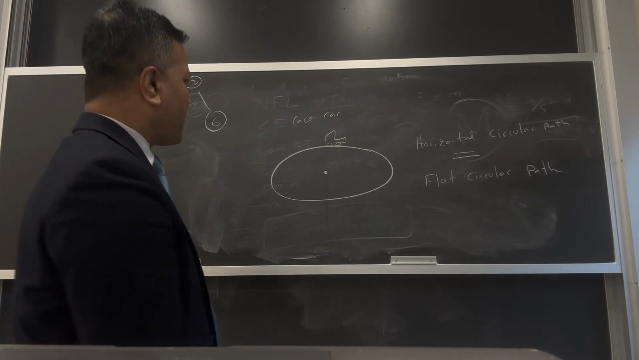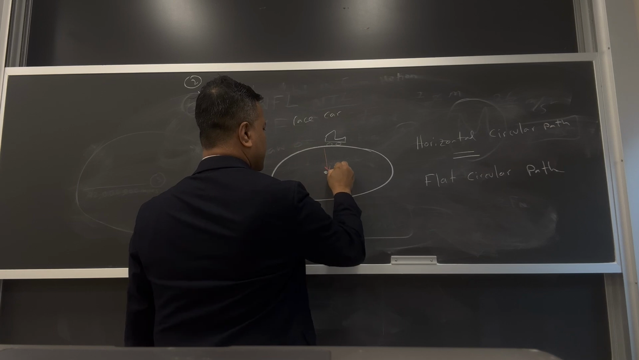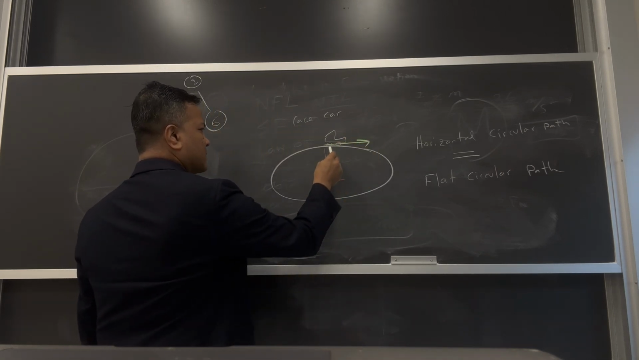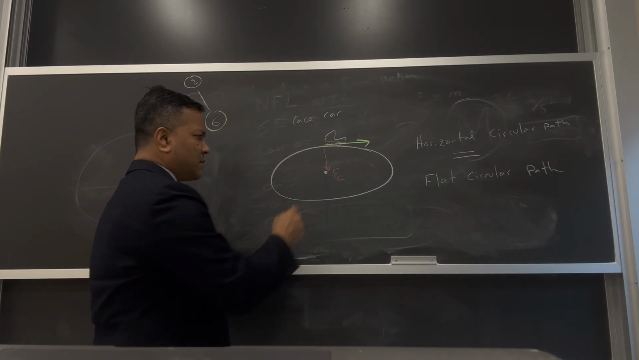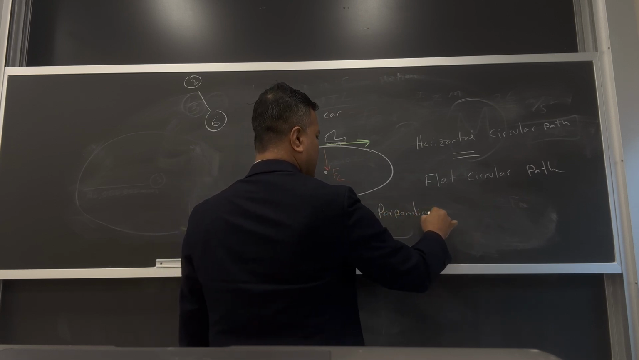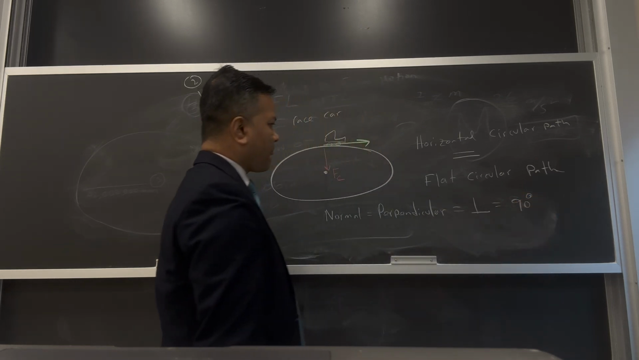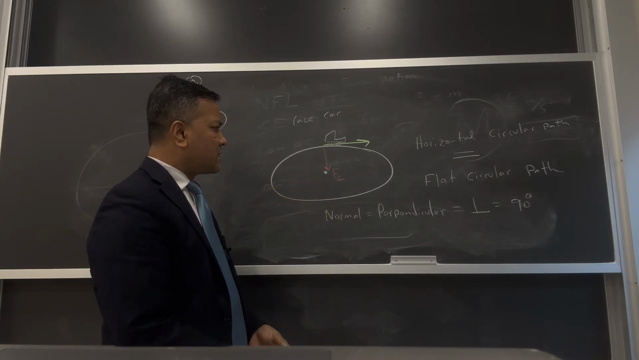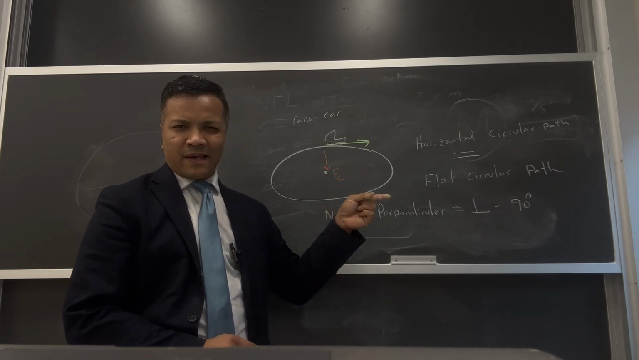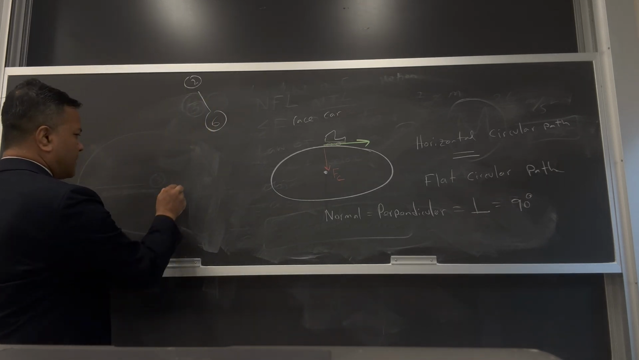Now, let's draw a free body diagram showing two vectors. This is the force and this is the velocity vector. And remember, the velocity vector is normal with respect to the force vector. Normal means perpendicular, means 90 degrees. Okay, so when they are 90 degrees with respect to each other, then you call it the horizontal circular path or flat circular path.